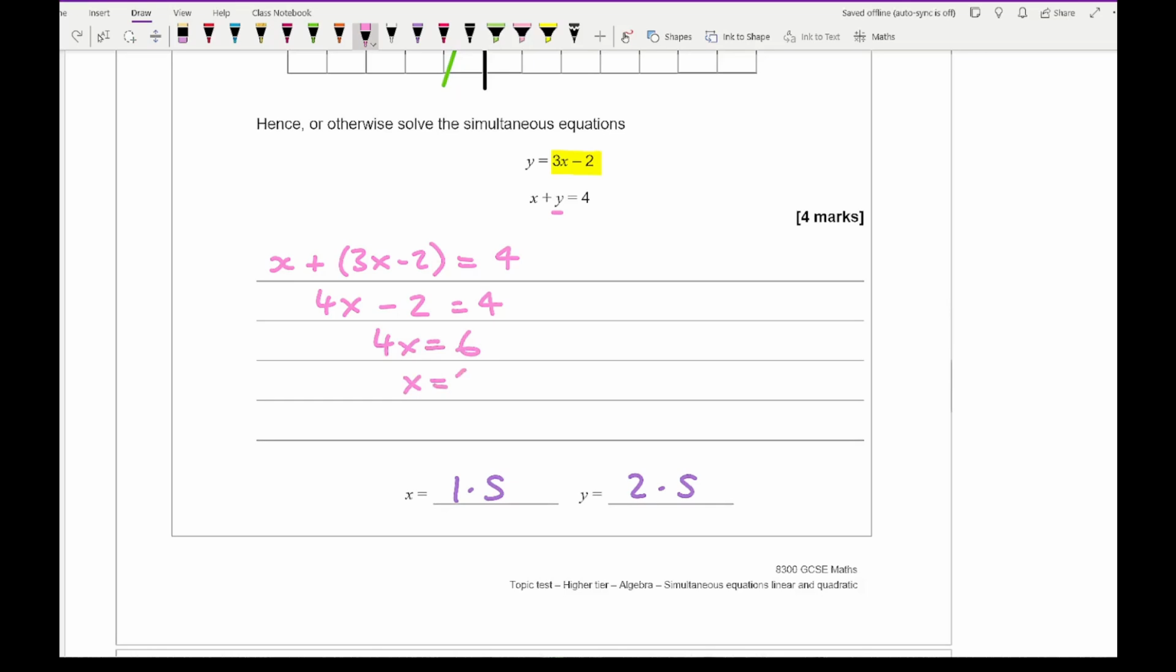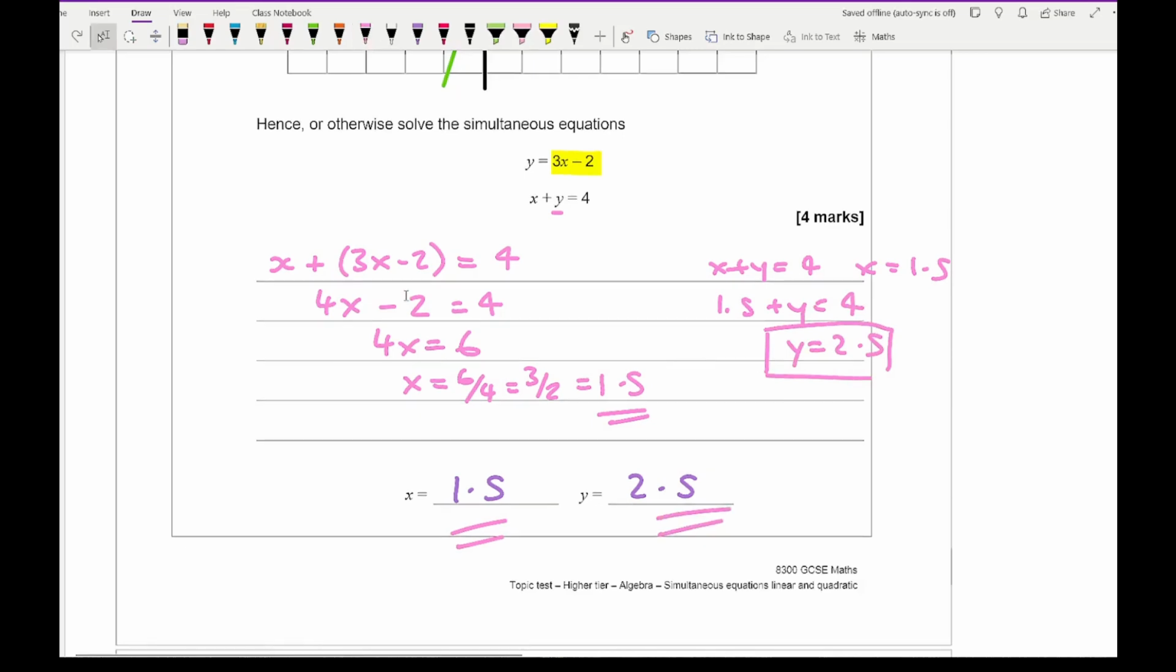So x equals 6 over 4, which is 3 over 2, which equals 1.5. So then, using x plus y equals 4, x equals 1.5, 1.5 plus y equals 4, so y equals 2.5. And as you can see there, I end up with the exact same answers.